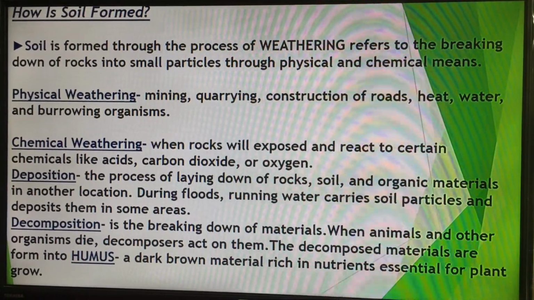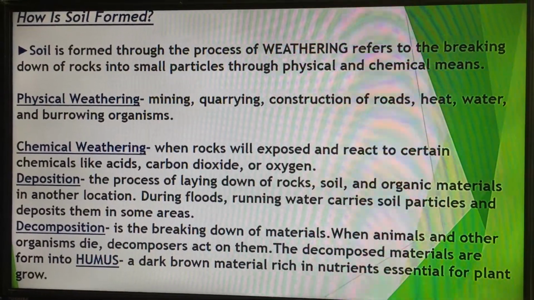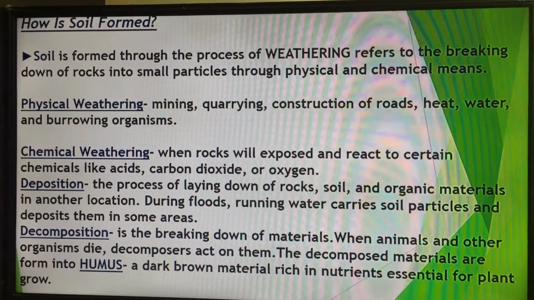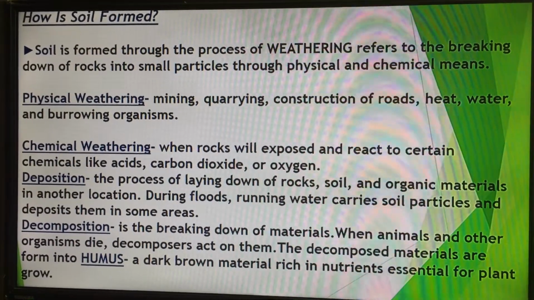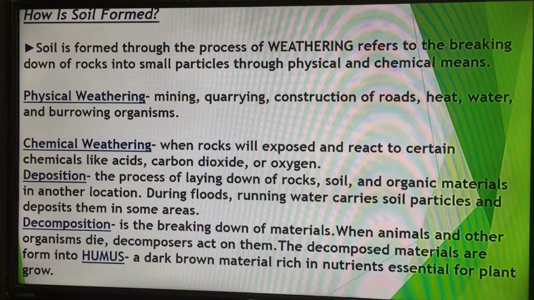Deposition is the process of laying down of rocks, soil, and organic materials in another location. During floods, running water carries soil particles and deposits them in some areas.